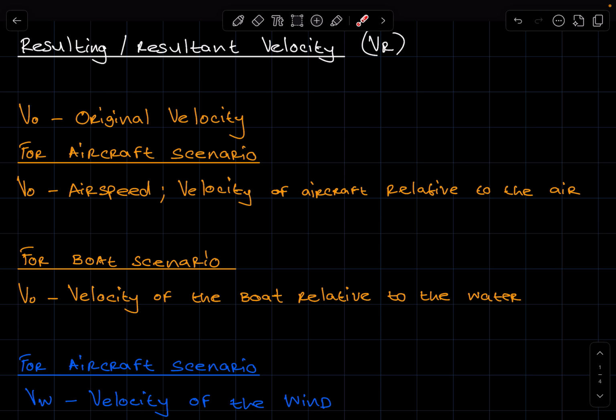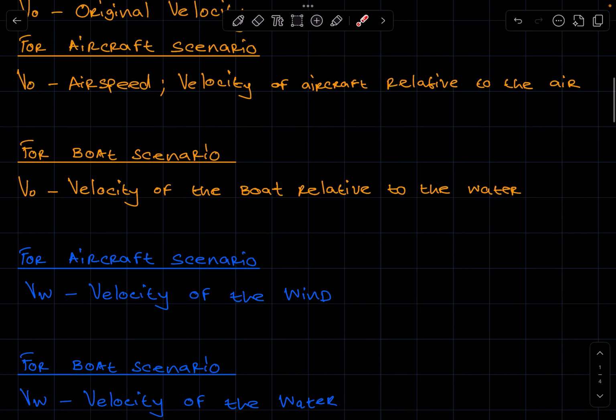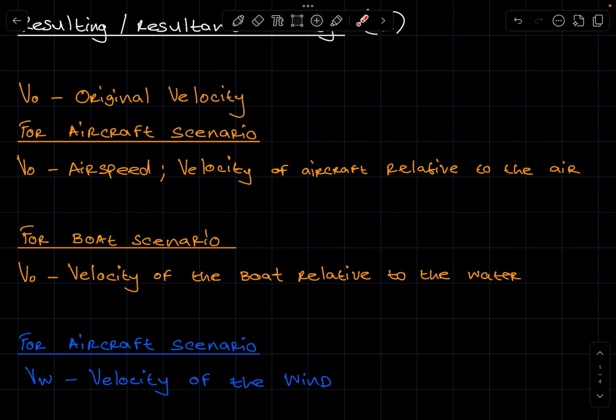Now, we get different scenarios for resulting velocity. The reason why we have velocity of the wind and velocity of the water is because it depends on the kind of scenario that you are looking at. For the most part, there are two scenarios that we normally look at under resultant velocity. One of the scenarios is based on an aircraft, and the other scenario will be based on a boat or ship.